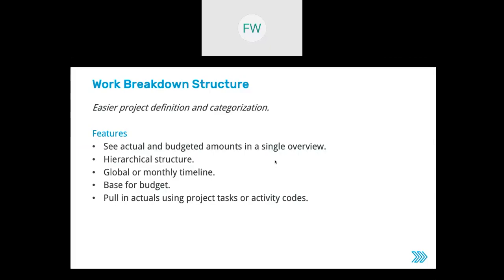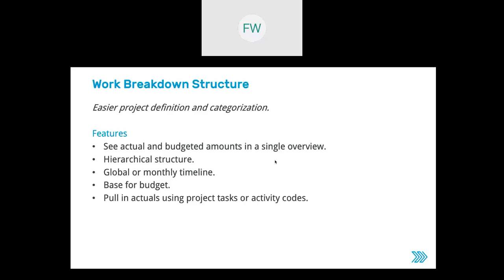Okay, so let me go back to my slides to recap on what we just saw, starting with the work breakdown structure. So this enables you to easily define and categorize your projects. Some of the features are that you can see actual and budgeted amounts in a single overview. You can define your own custom hierarchical structure. You can choose between global or monthly timeline. So if you choose global, as I chose before, you will see all the costs and all the revenue generating transactions relating to a project in that budget.